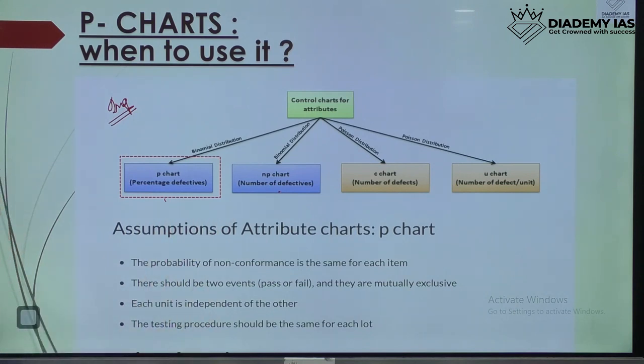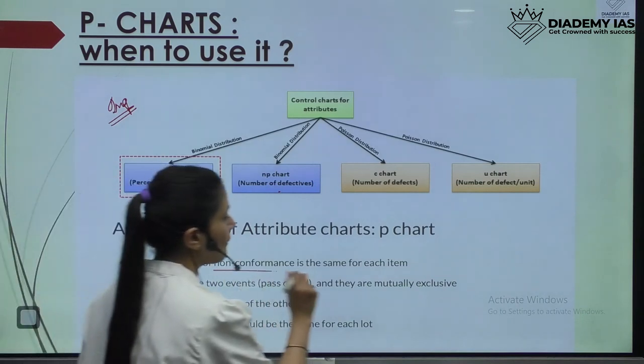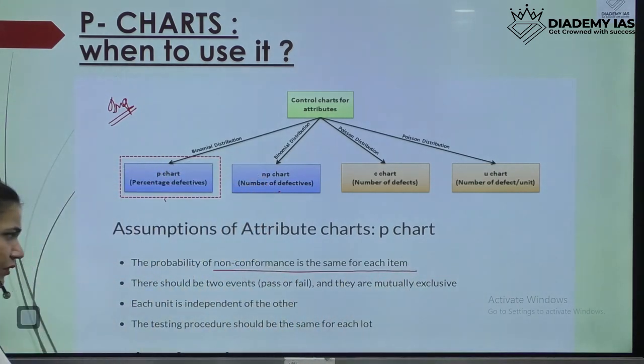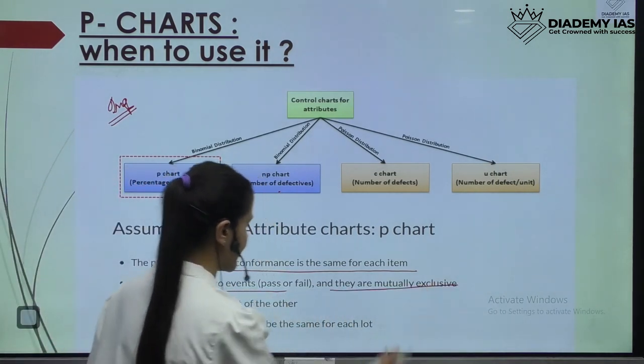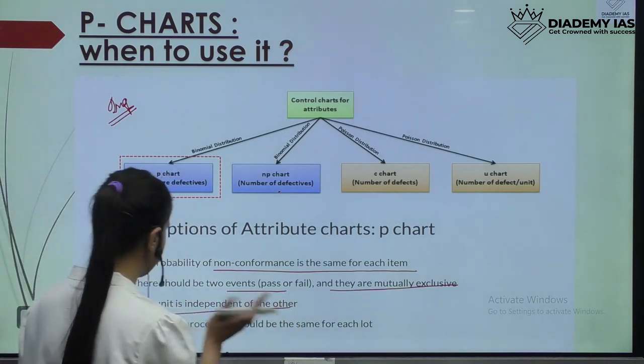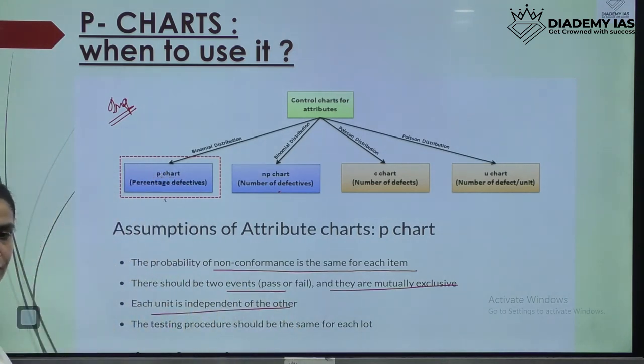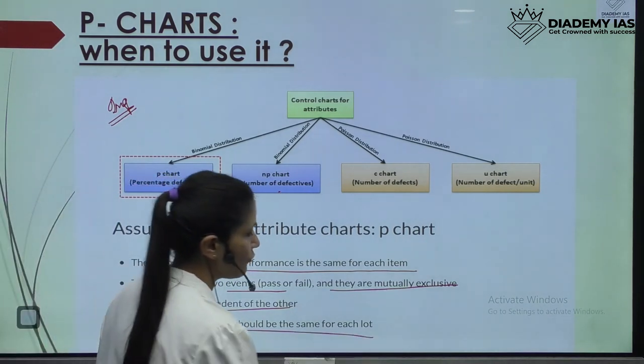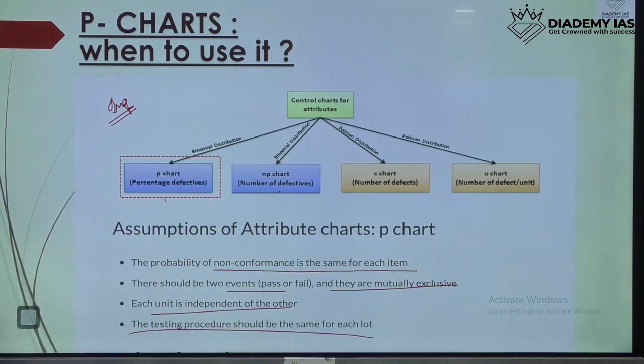So what are the assumptions of attribute charts for the P charts? The probability of non-conformance is the same for each item. There should be two events, pass or fail, and they are mutually exclusive. They are different from each other. Each unit is independent of the other. Every time you are checking whether it is pass or fail, accepted or rejected, it is separate. The testing procedure should be the same for each lot that we are taking.